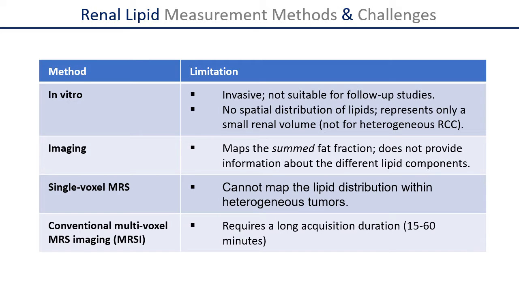On the other hand, we have the imaging method. It maps the summed fat fraction, so it doesn't provide information about the different lipid components. To solve that, we usually use single proton MRS, which can differentiate the intracellular lipid, and its feasibility has been reported in healthy volunteers and patients with RCC. However, it cannot map the lipid distribution within heterogeneous tumors.